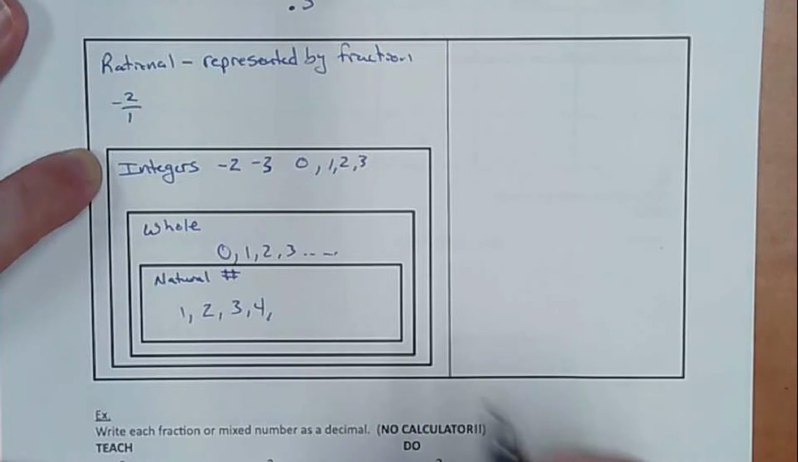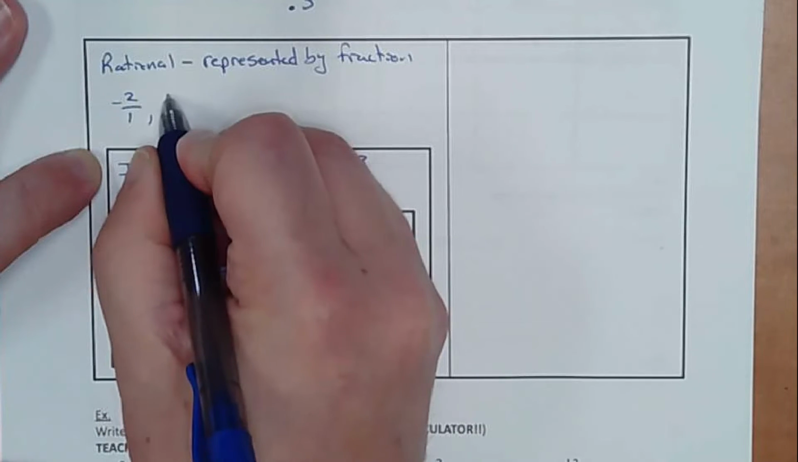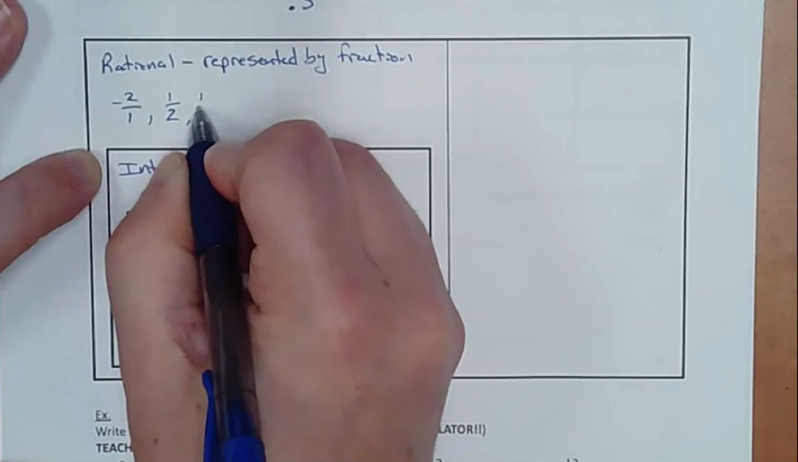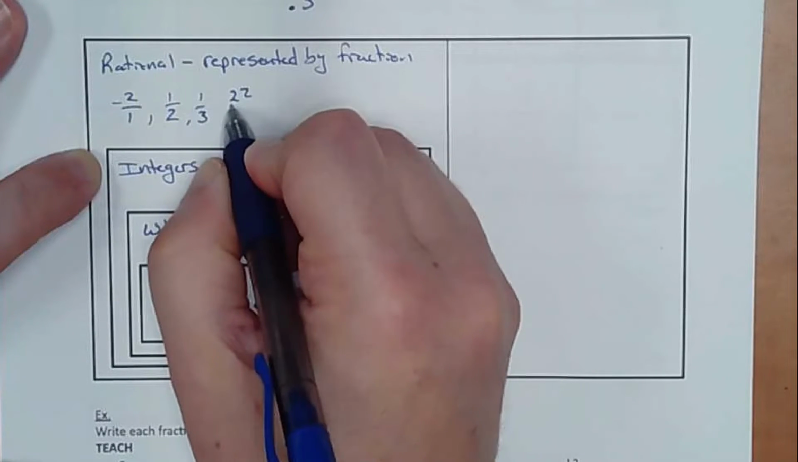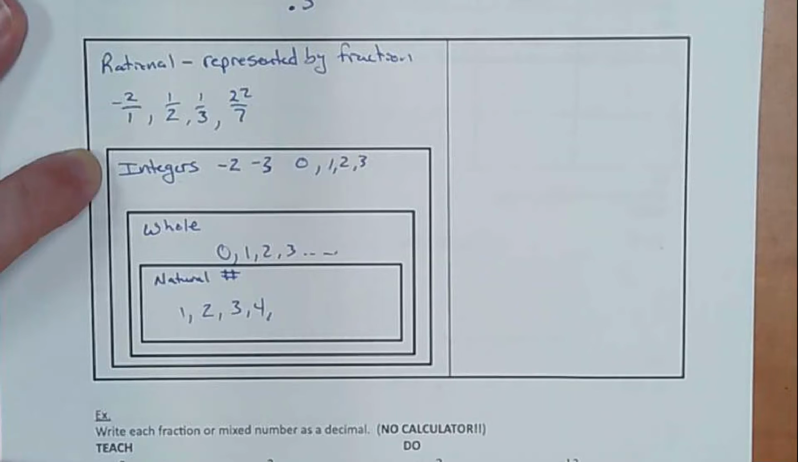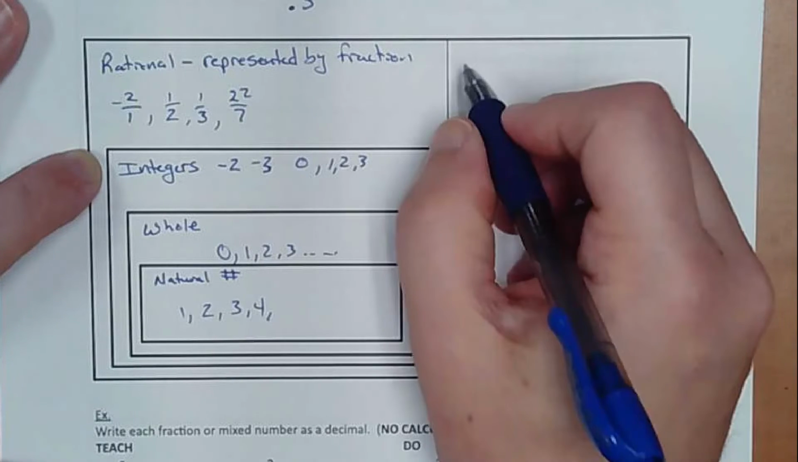We still have to find a way of doing those. We could also add 1/2, 1/3, 22/7. Sometimes we use that as a pi estimation. But anything that we can write as a fraction, okay? And that might be a repeating decimal, it might not be a repeating decimal. But if I can put it in a fraction form, good to go.